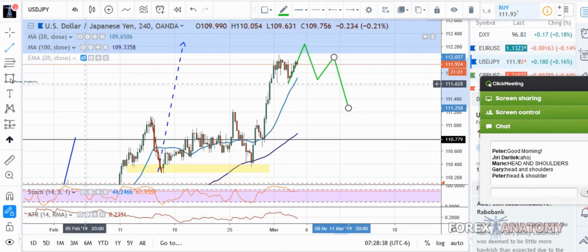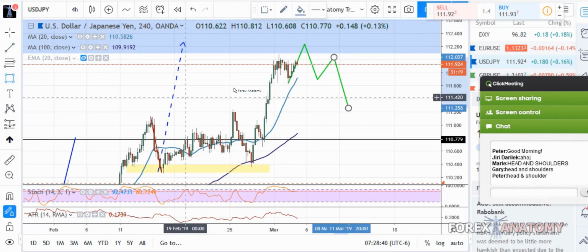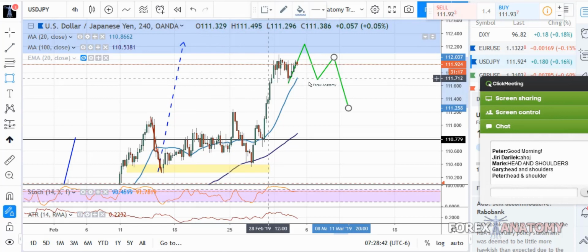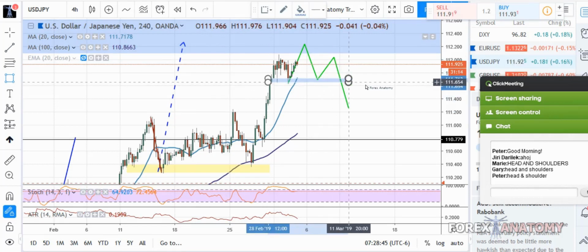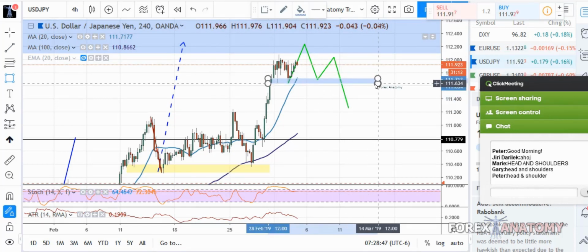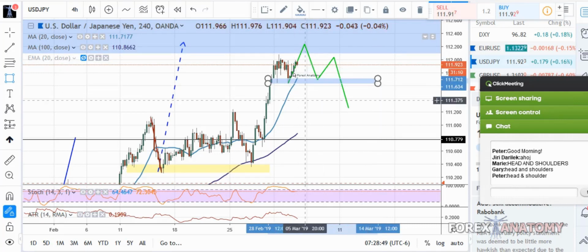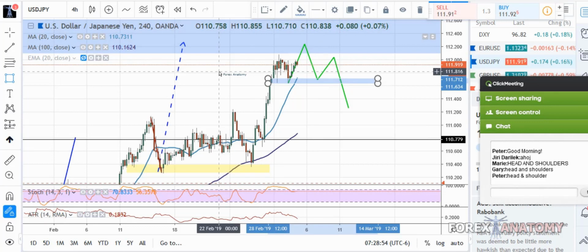But for the most part, before we decide to even sell, price will have to break this low right here. Regardless of what pattern we see, we have to see a break to the downside, a break lower and a close lower, and then a pullback before we even decide to do anything. So this is what we're expecting. Before we even have a bearish bias, we want to look for some sort of reversal pattern to take place.